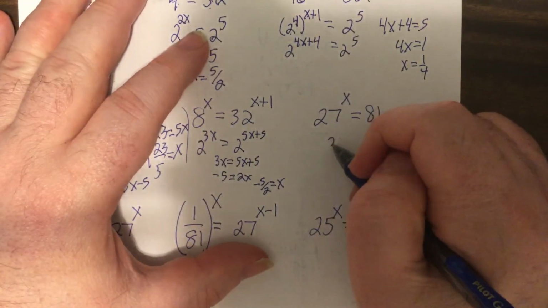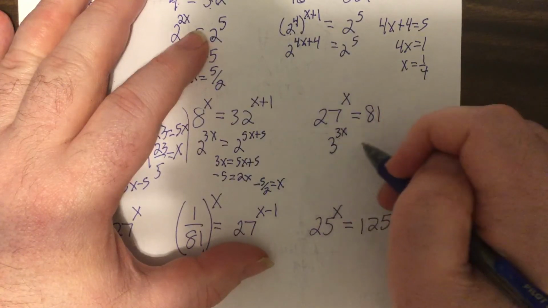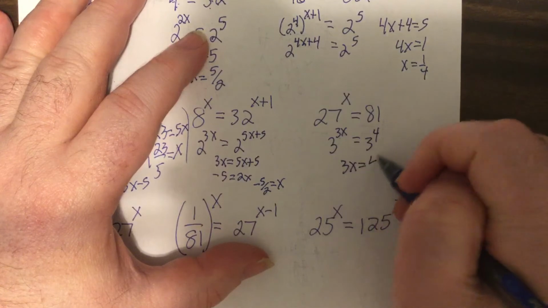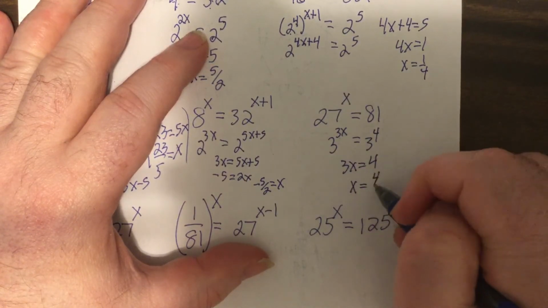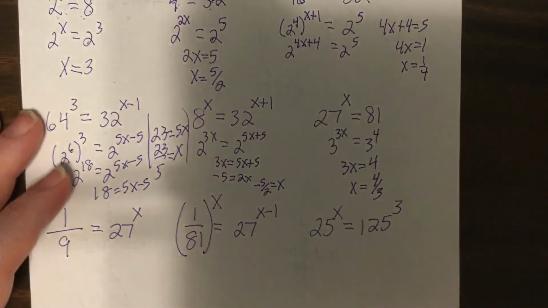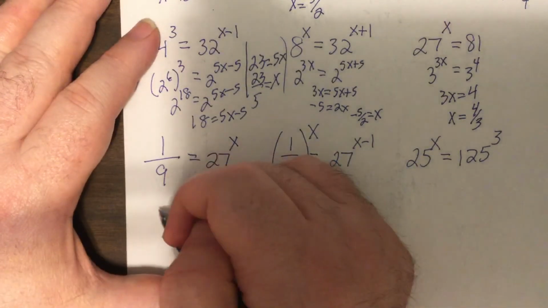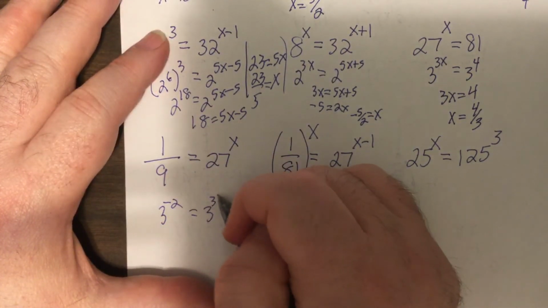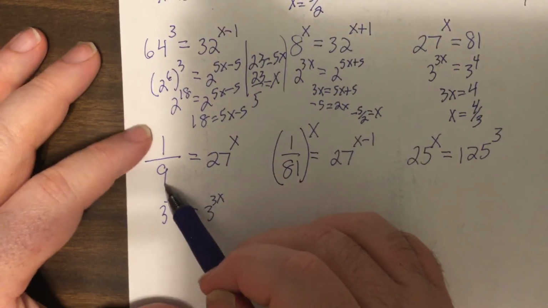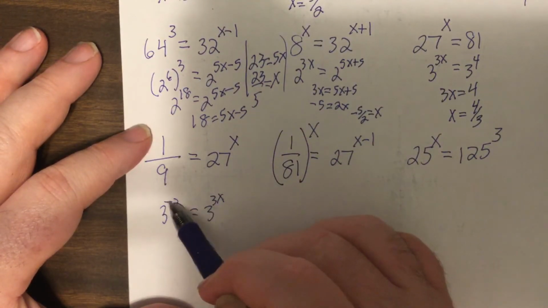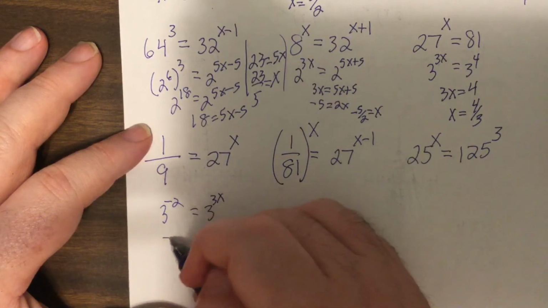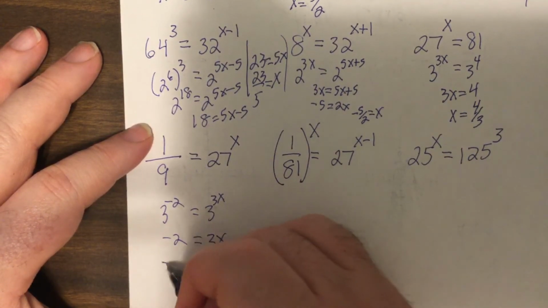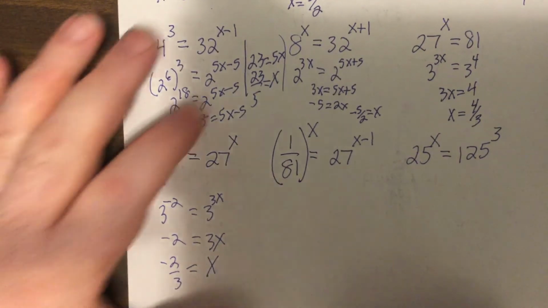This one, 3 to the 3x equals 3 to the 4. 3x equals 4. X equals 4/3. This one, 3 to the negative 2 equals 3 to the 3x. Whenever you want to change a fraction so the base is on top, you make it a negative power. So negative 2 equals 3x, so x equals a negative 2/3.